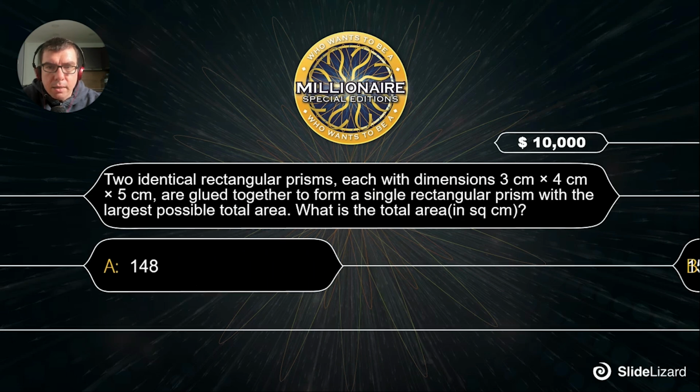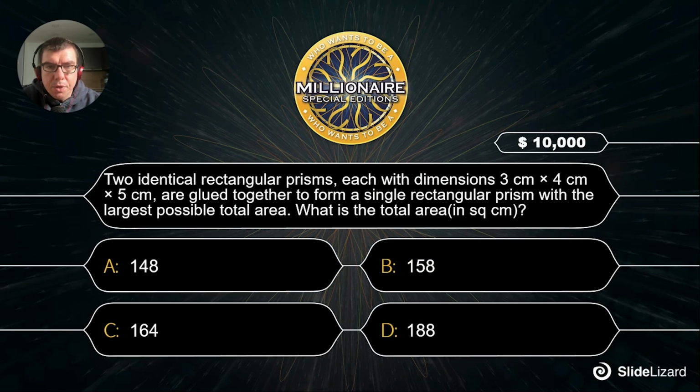Two identical rectangular prisms, each with dimensions 3 by 4 by 5, are glued together to form a single rectangular prism with the largest possible total area. What is the total area in square centimeters? Wow. Okay, think about it, pause the video and let me know the answer.